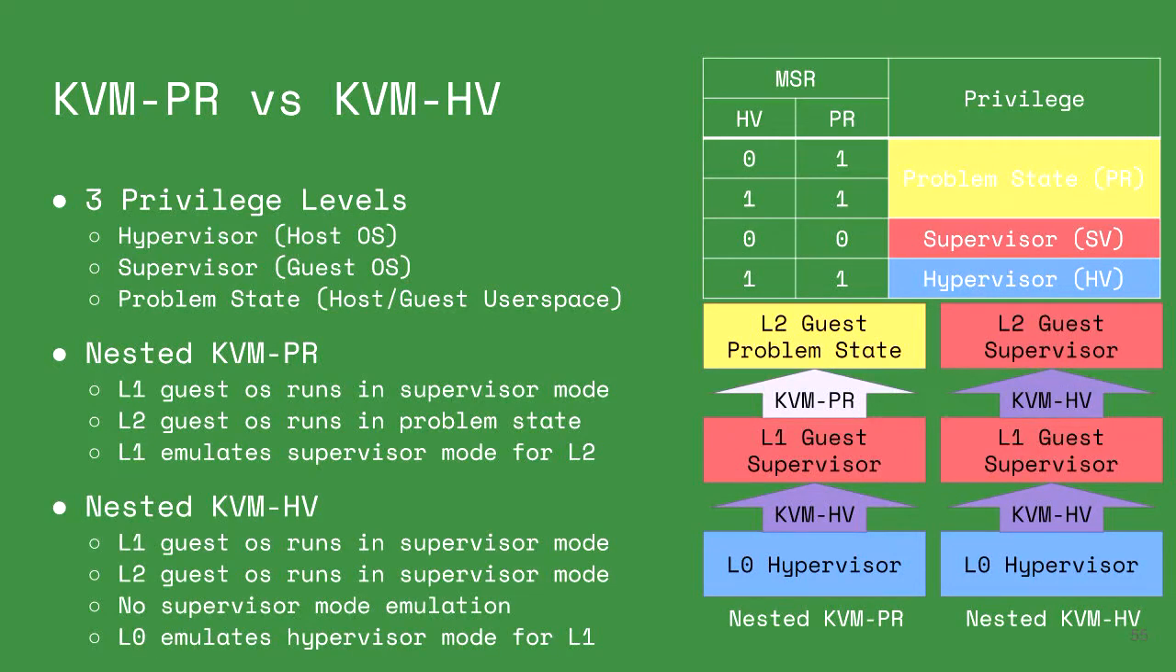So what we're actually interested in is this idea of nested KVM HV. And when I talk about nested KVM for the rest of the talk, that's what I'm going to be talking about, this nested KVM HV I'm about to describe. So as before, level 0 uses KVM HV to run level 1. But now level 1 uses a KVM HV module again to run its level 2 guest. What's nice about this is that level 2 is running in supervisor mode. You don't need to emulate it. However, you might need to emulate some hypervisor functionality for level 1 now.